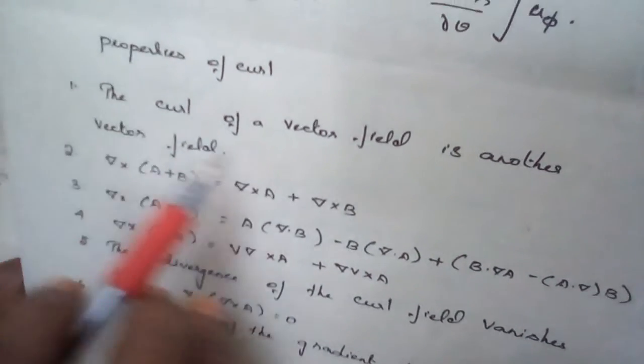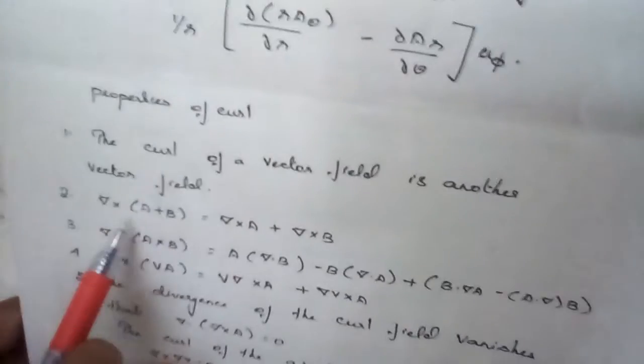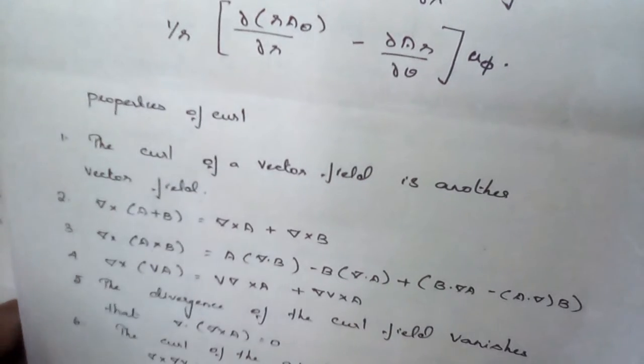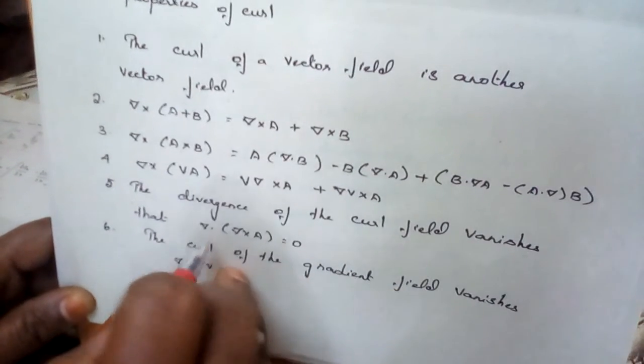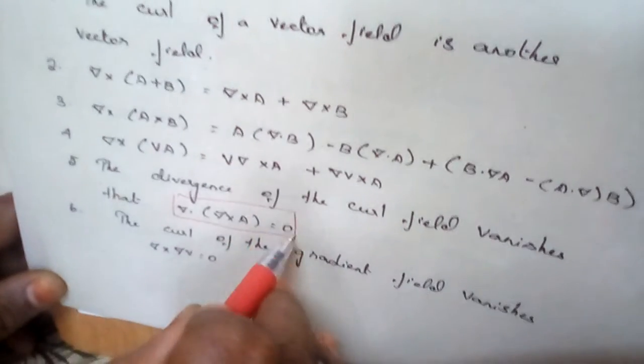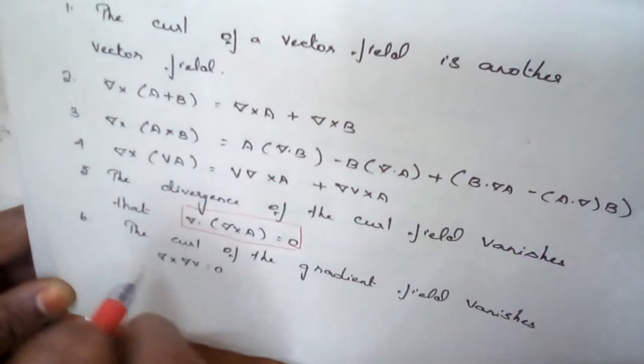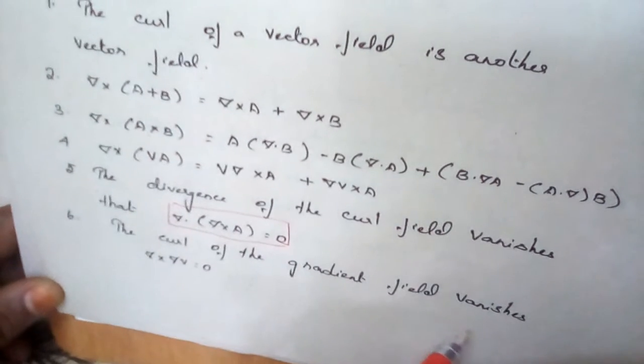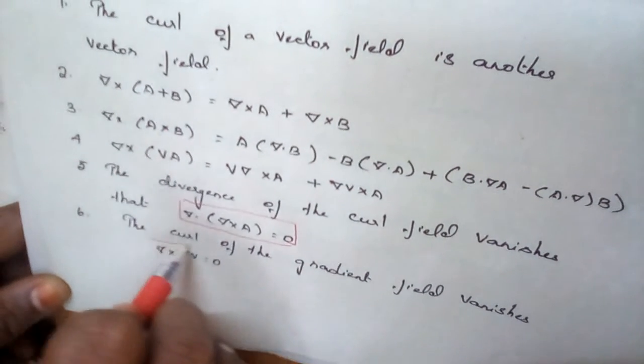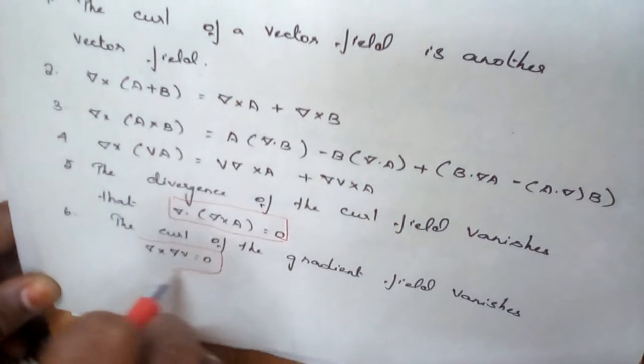And similarly, divergence of the curl field vanishes, when del dot del cross A is equal to 0. This is an important property in the case of curl. And similarly, curl of the gradient field vanishes, when del cross del V is equal to 0. This is another property of the curl.